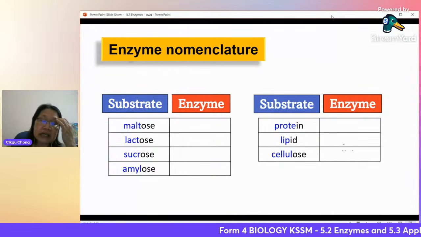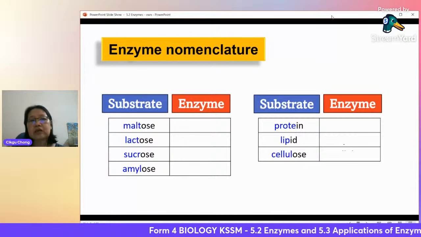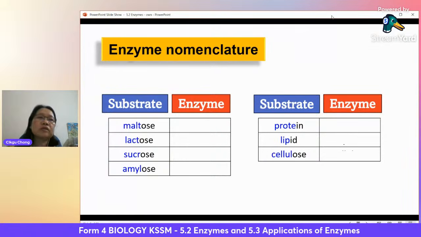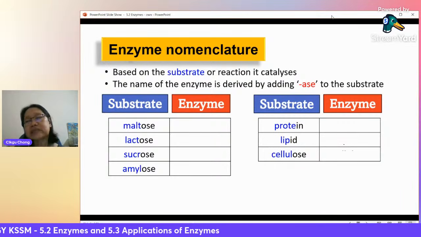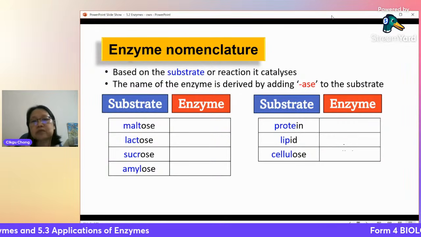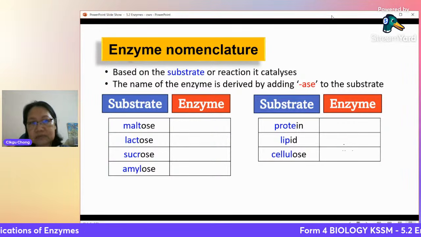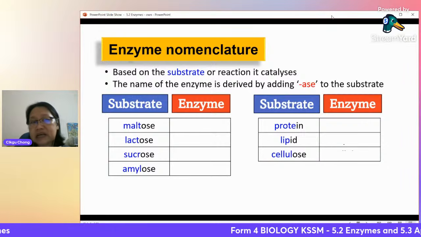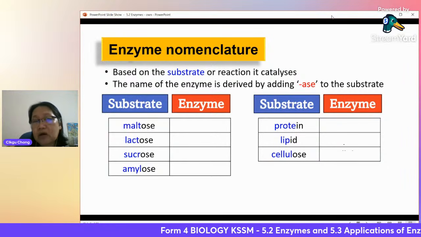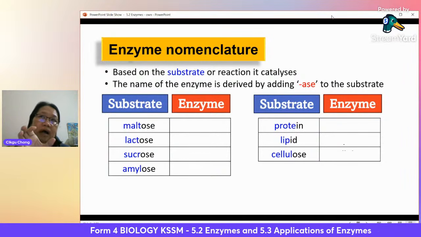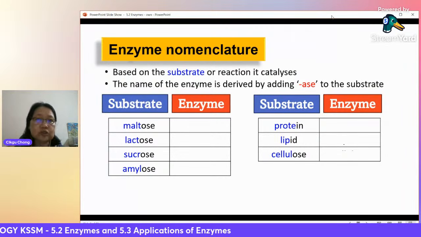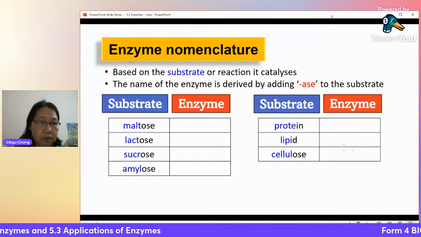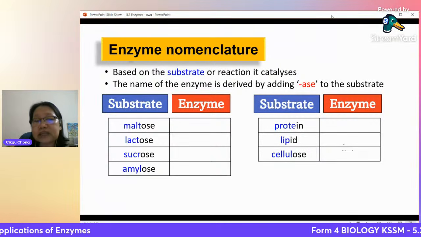So nomenclature is the system of naming. So it's very easy to identify your enzyme. Your enzymes will not always, but most of them will end with the word ASE. So the naming of an enzyme is based on the substrate, or the molecule or the substance that it is going to catalyze, going to act upon. So let's look at an example.